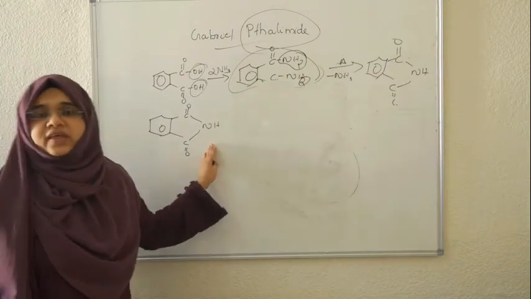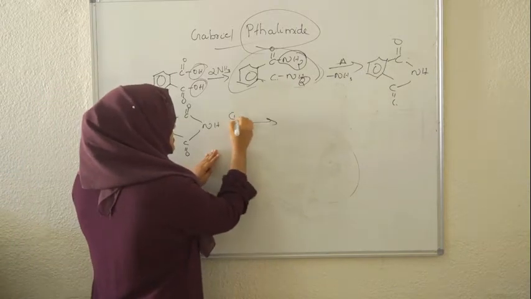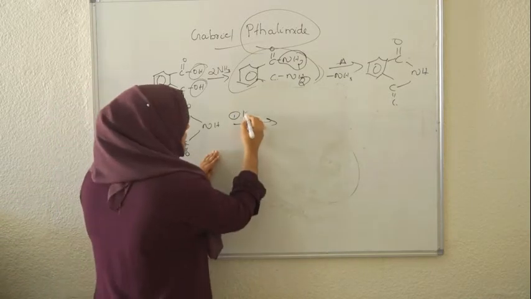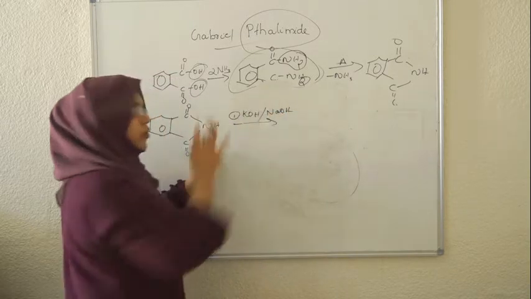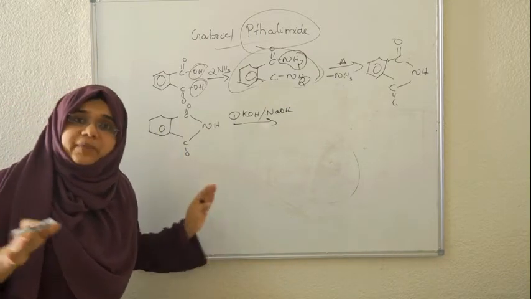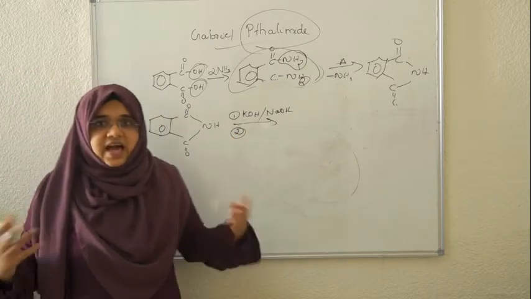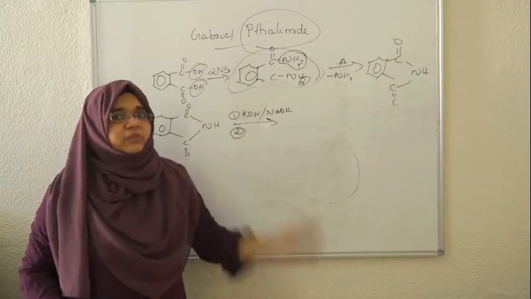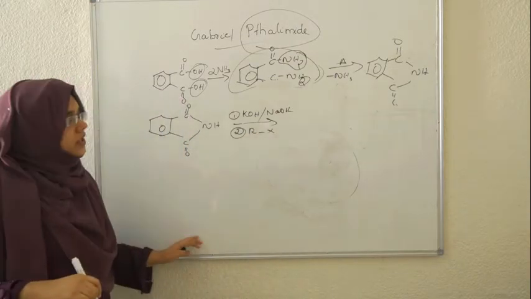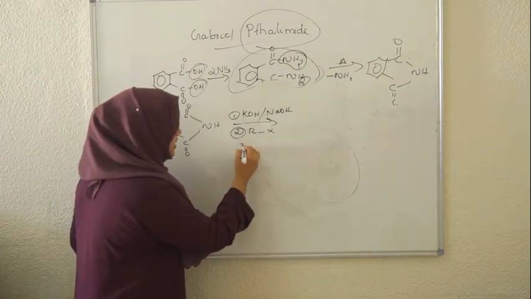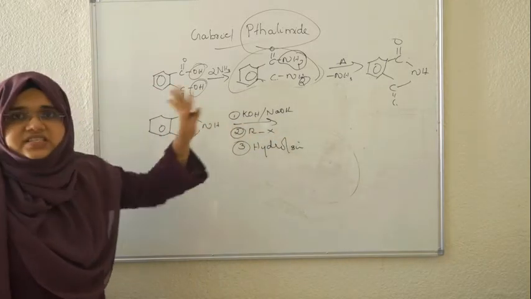So first condition we need is a basic medium. We need to provide a basic medium. So in order to provide basic medium, we take KOH or NaOH. Okay. So KOH or NaOH, the purpose of adding this is to provide a basic medium. Now what we need? We need to synthesize alkyl or aryl amine. So next what we need is an alkyl halide. Okay, alkyl halide. Now third one, we need to hydrolyze this. So hydrolysis.